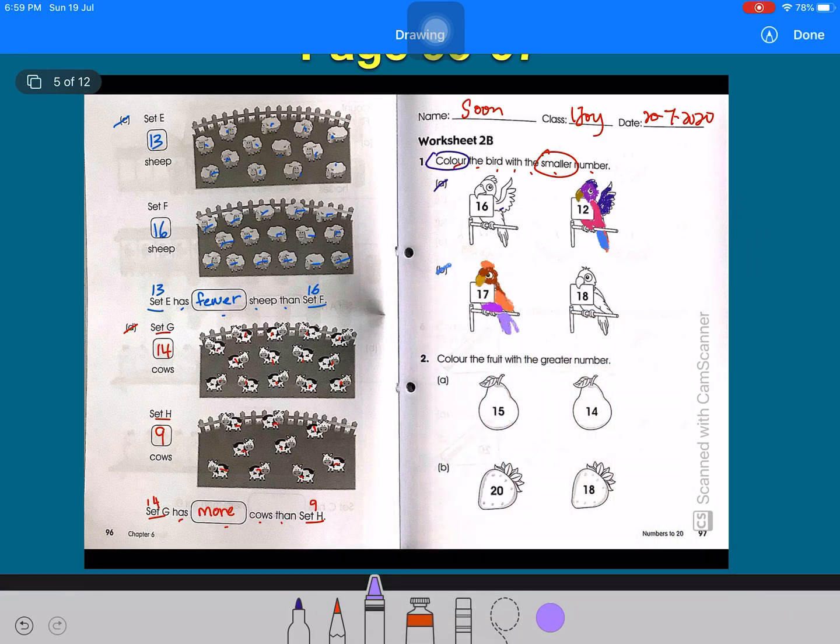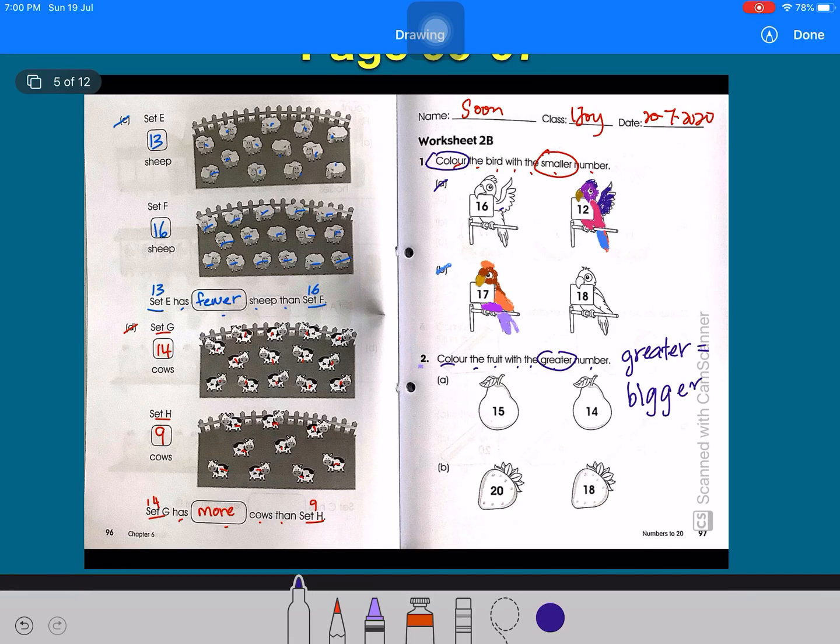Okay, so next one is number 2. Color the fruits with the greater number. So the keyword is greater. Greater means big. Greater, the meaning is the same as bigger, B-I-G-G-E-R. Also, greater is the same as bigger. That means find the big number.